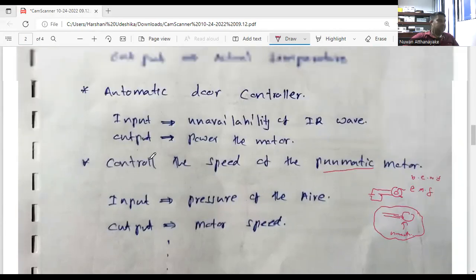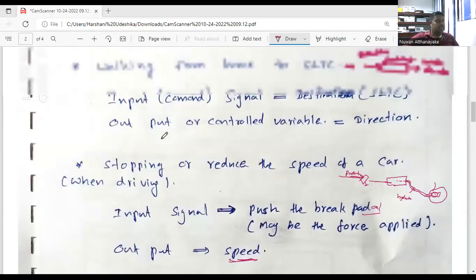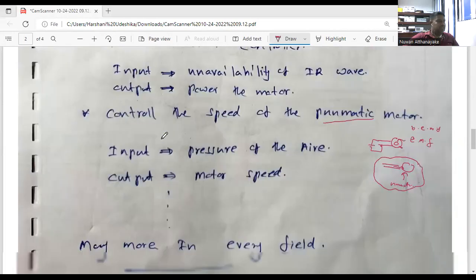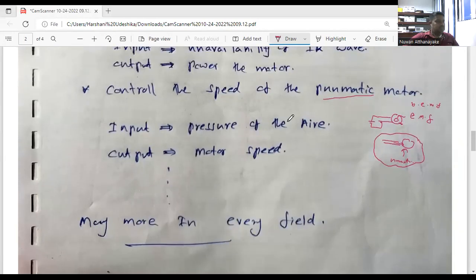So I think now you have an idea about control systems. There are many control systems. If we consider the speed of the pneumatic motor, the speed is controlled by the input, maybe the pressure of the air, and then the output may be the motor speed. Likewise there can be many control systems, not only in the electrical domain. It may be in any field.